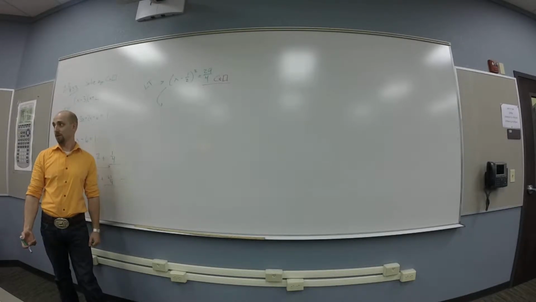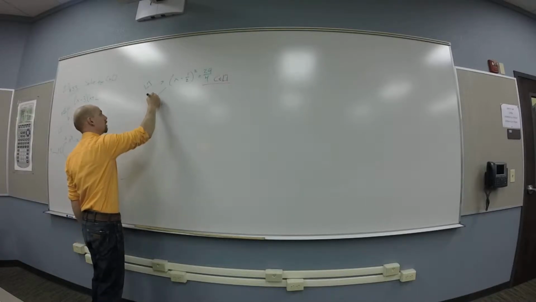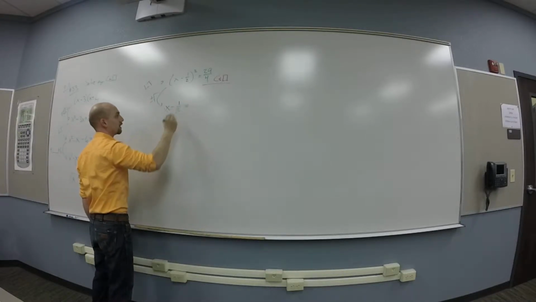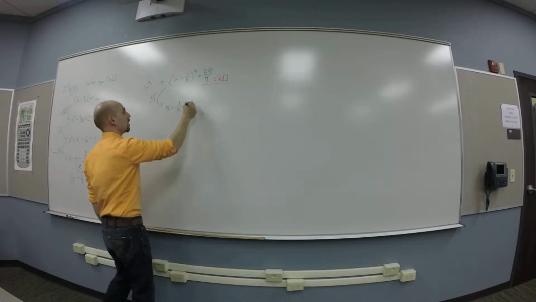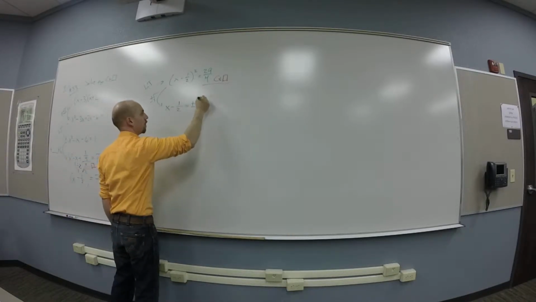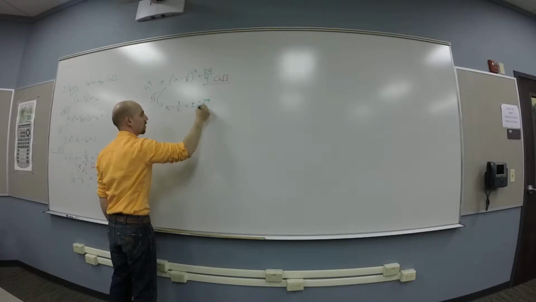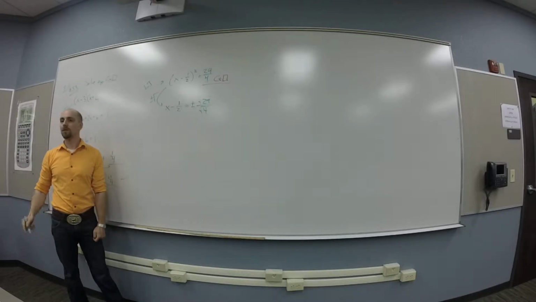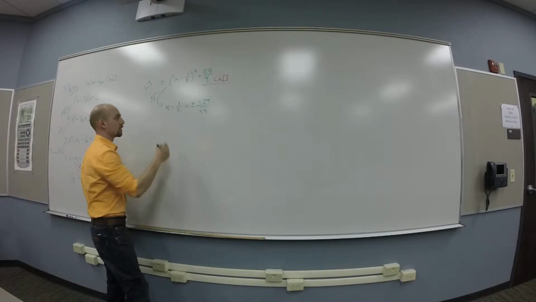Square both sides? Okay, so plus minus square it. I get x minus a half is the square root of 29 over the square root of 4. Why'd you break it that way? So you can square 4. Yeah, because I know what the square root of 4 is.